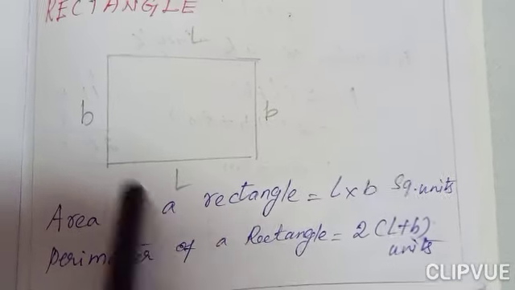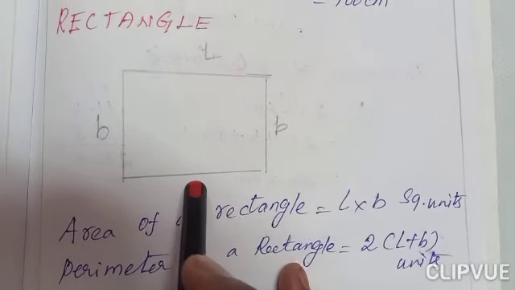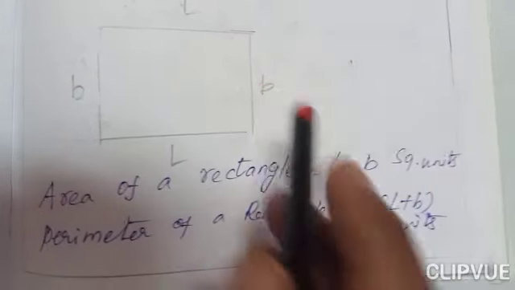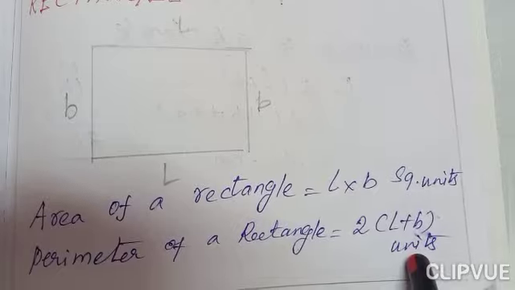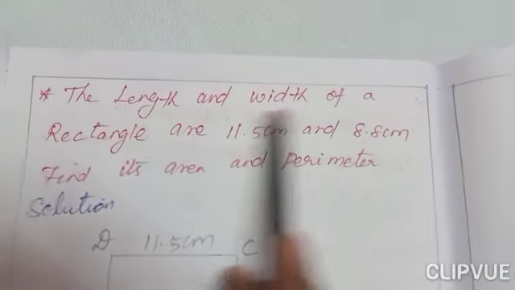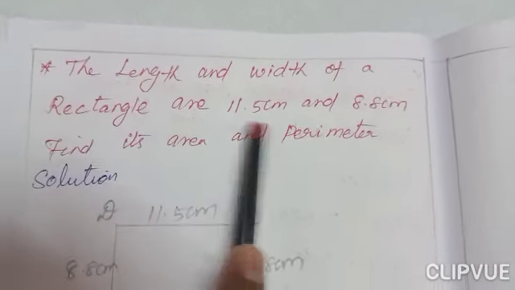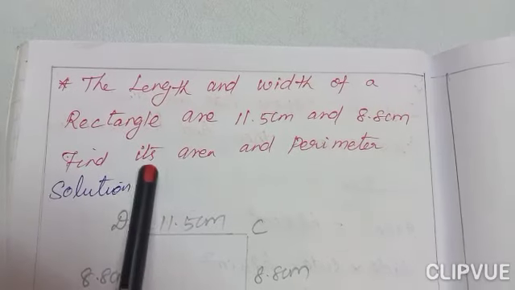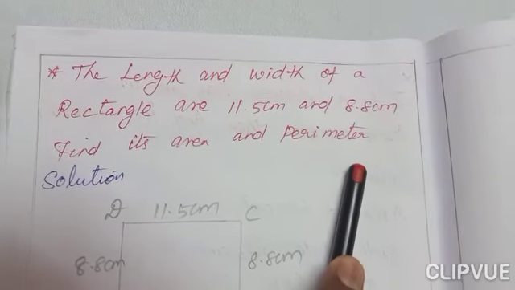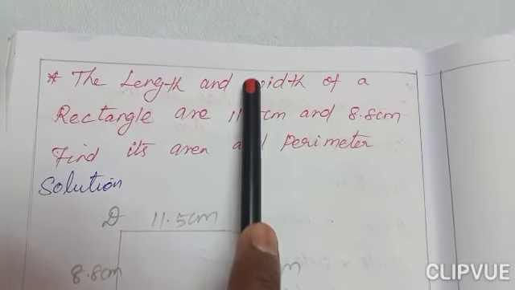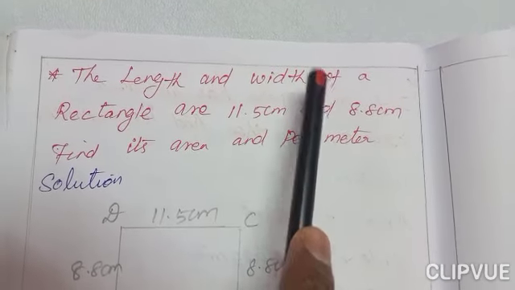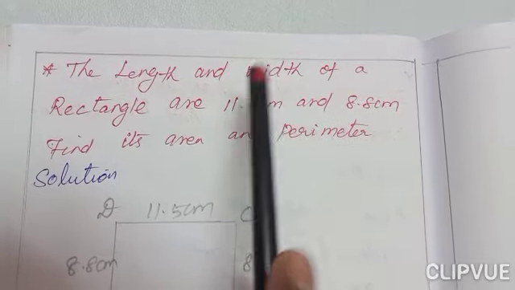Perimeter of a rectangle: here we have 2 lengths and 2 breadths. That is why we take 2 commonly outside: twice the length plus breadth units. Look at the question here. The length and width of a rectangle are 11.5 and 8.8. Find its area and perimeter. Sometimes instead of breadth they will ask for width. Width and breadth have the same meaning.